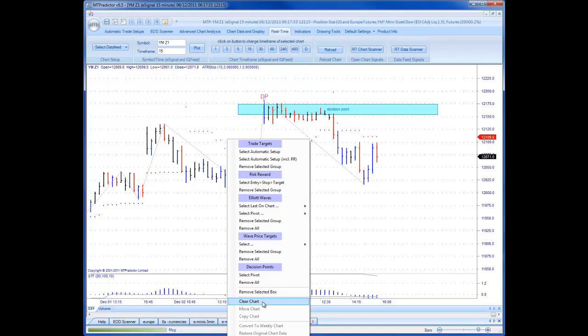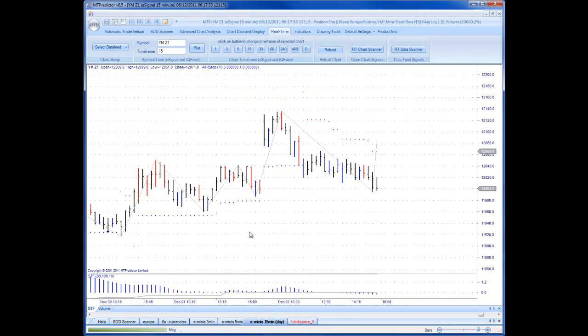If I clear the chart off here, remember what we do for the larger degree support and resistance. We have our DP tool, our decision point tool, in which we can place support and resistance areas on the chart before the market even gets there. That's very important. So these are leading indicators.